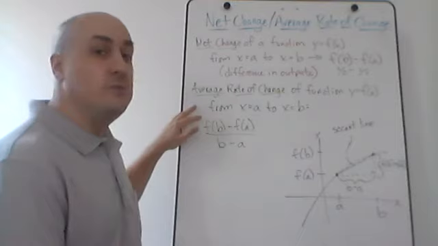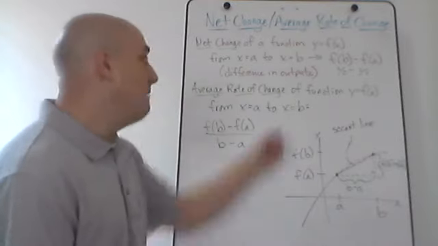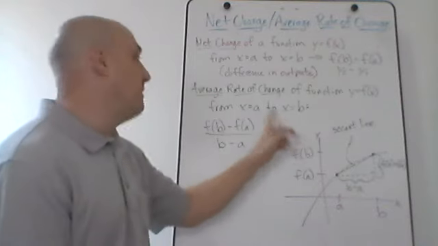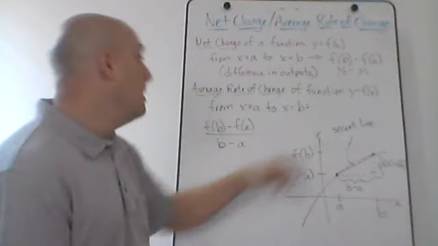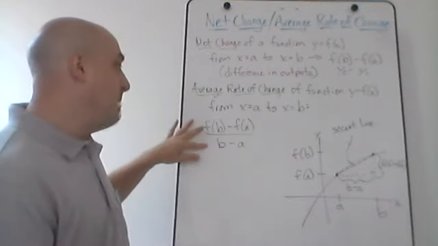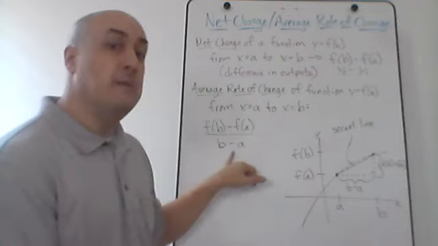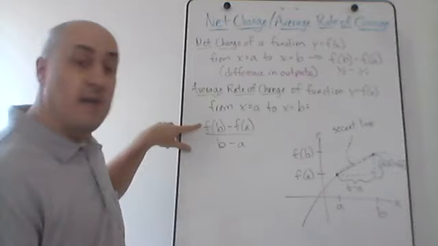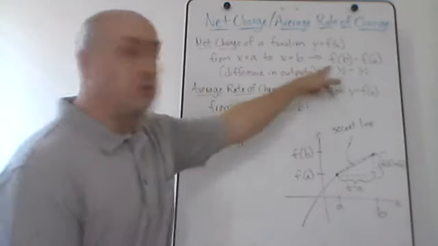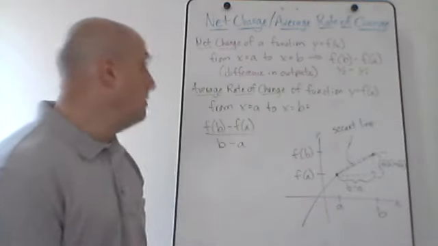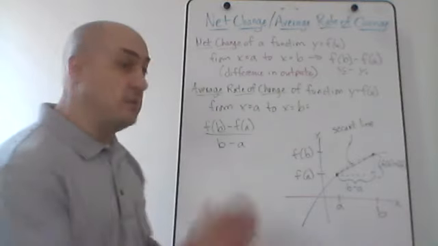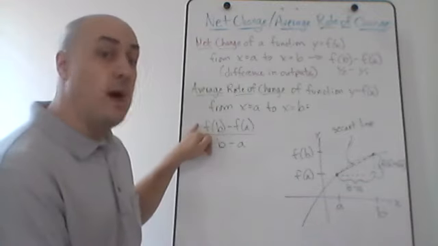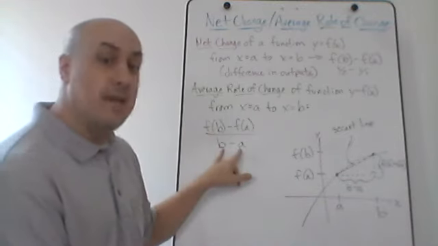Which is related to the average rate of change of a function. The average rate of change of a function y equals f of x from x equals a to x equals b, so again from one x coordinate to another x coordinate, is f of b minus f of a divided by b minus a. Notice, when we're doing average rate of change, we have a fraction here. The numerator of that fraction, f of b minus f of a, is your net change. So basically, the average rate of change of a function between two x values is the net change, the difference in their y values, divided by b minus a, which is the difference in the two x values.